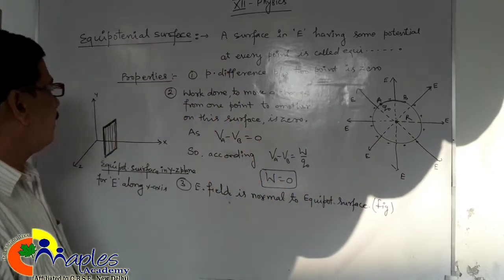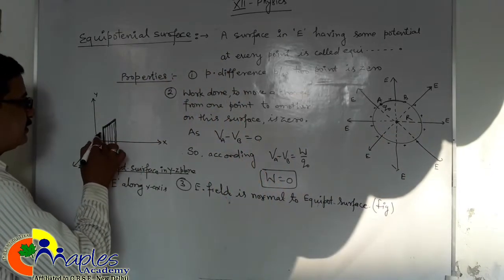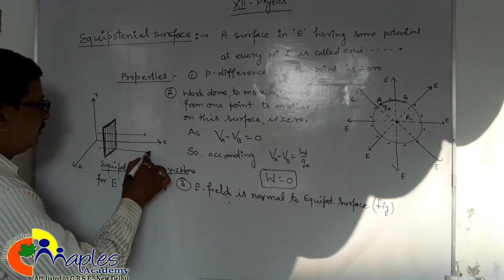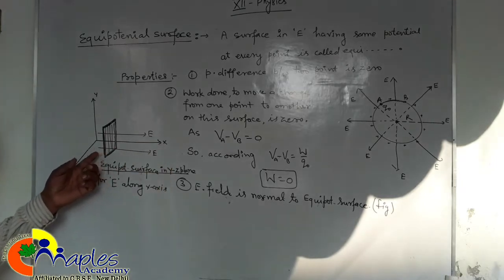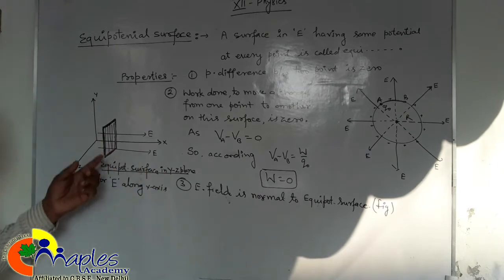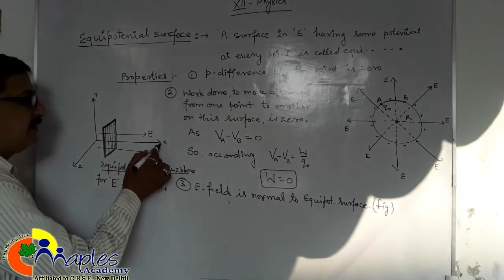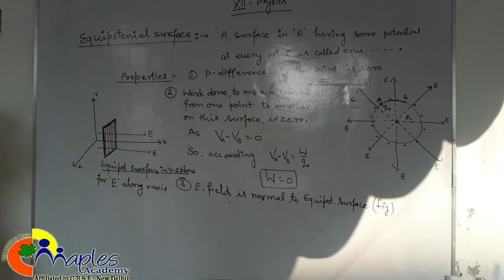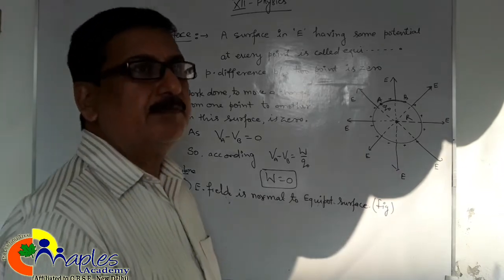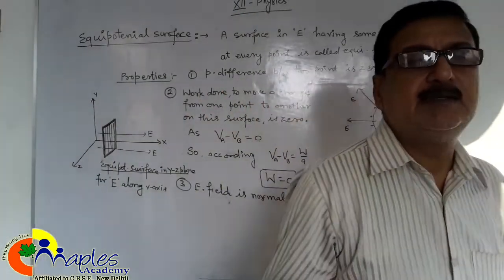And for a uniform electric field, like this is a uniform electric field, for this electric field the equipotential surface will be the YZ plane, because the electric field is along the direction of the x-axis. These are the equipotential surfaces. Very important topic this is, and sometimes a 1 mark question is asked in the board exam.